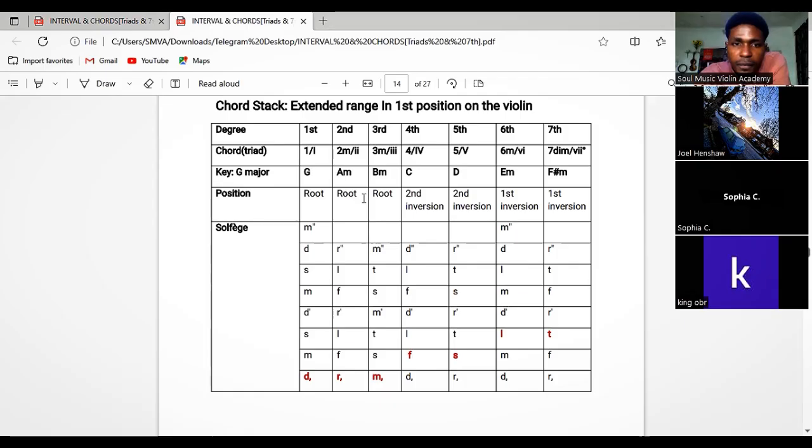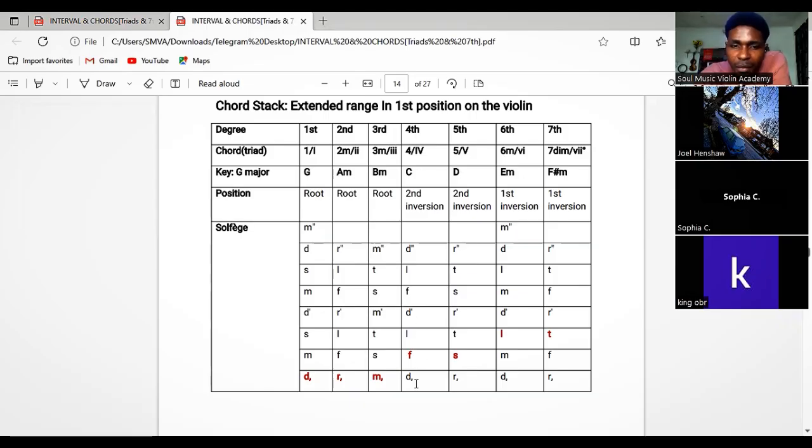For the first chord, I started from root position. For the second chord, I started from re. For the third chord, I started from mi. But for the fourth chord, I didn't start from the root. I started from the second inversion: do, fa, la. Voice leading? No voice leading.